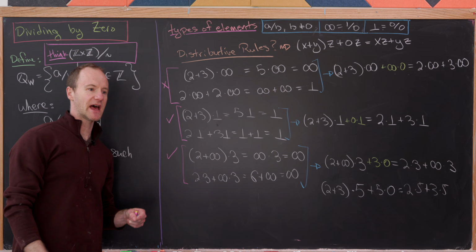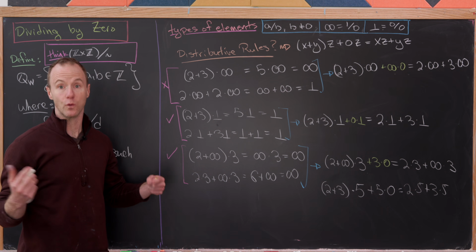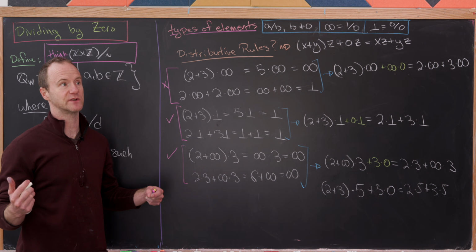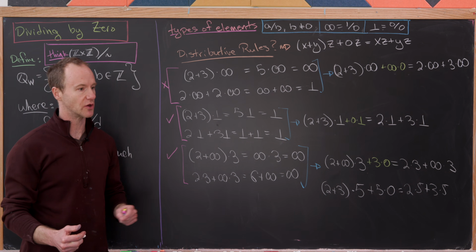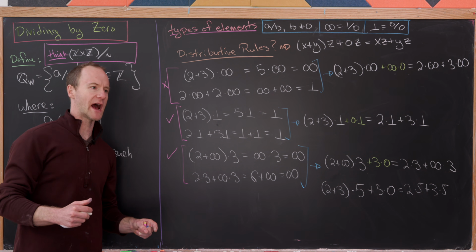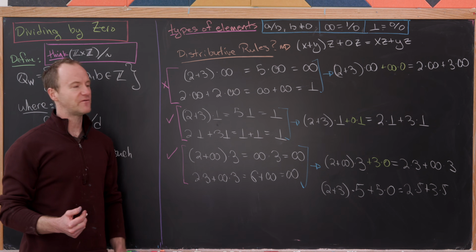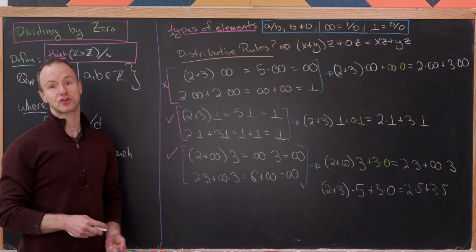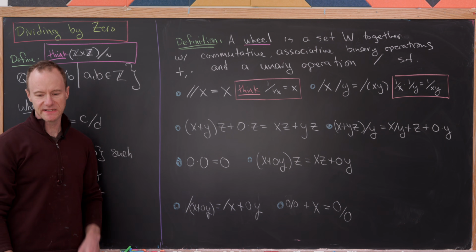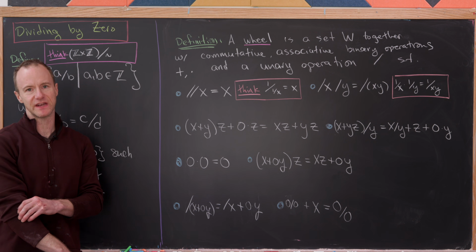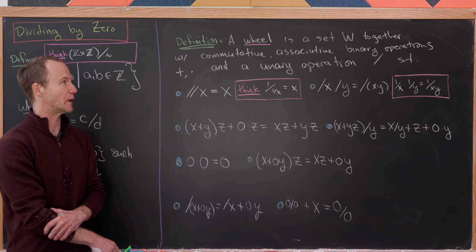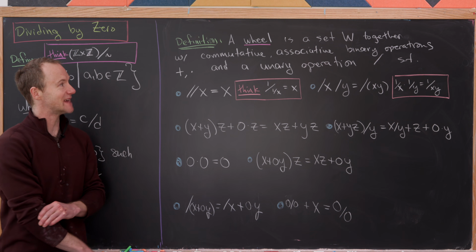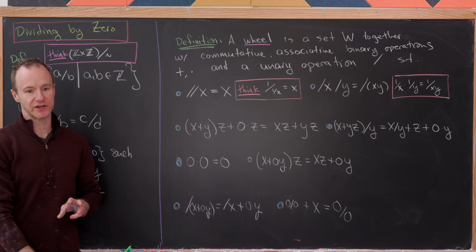So that being said, if you're working with an abstract wheel, remember I said that this was an example of an algebraic structure called a wheel, you need a few more axioms. So let's maybe finish the video by looking at the axioms for an abstract wheel. Okay, so like I said, we're going to finish everything off with this definition of an algebraic structure called a wheel. So it's a set together with 3 operations.